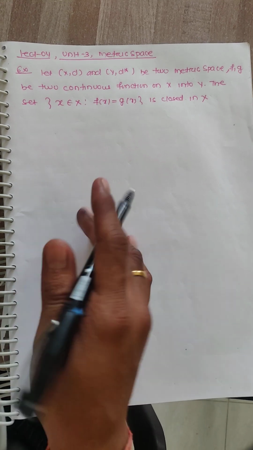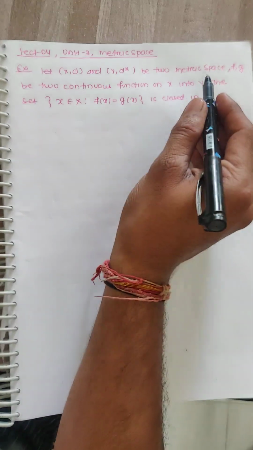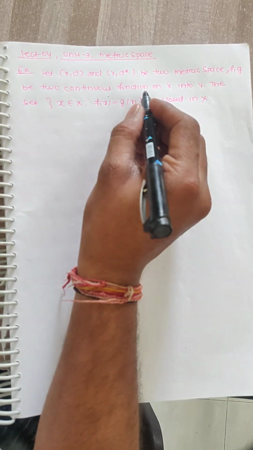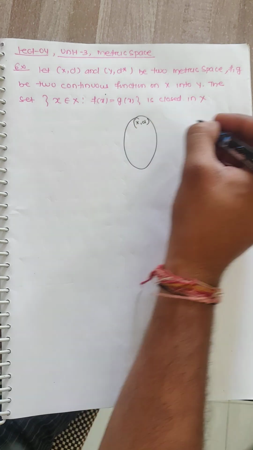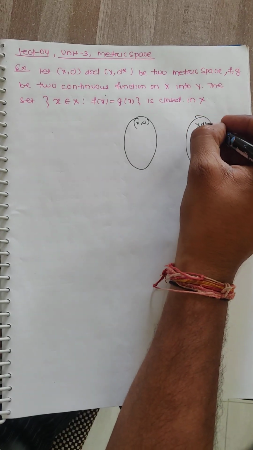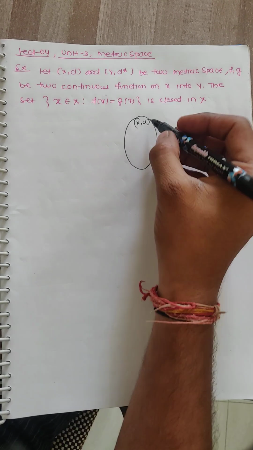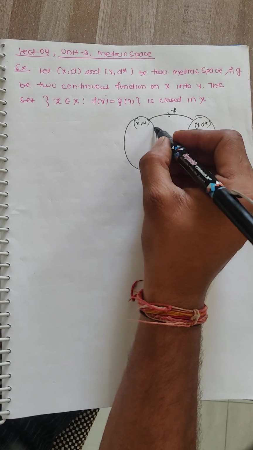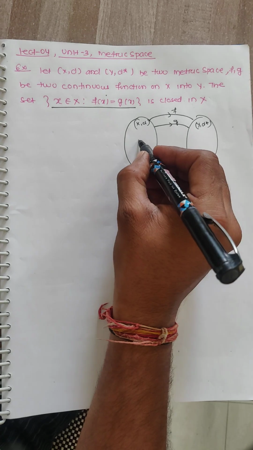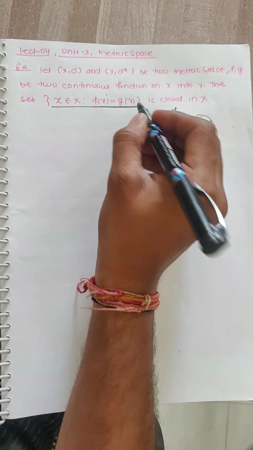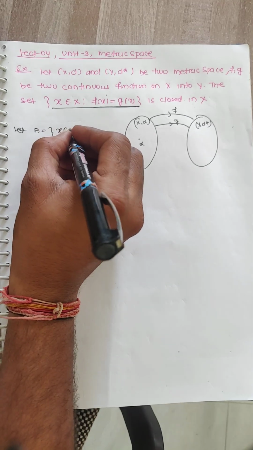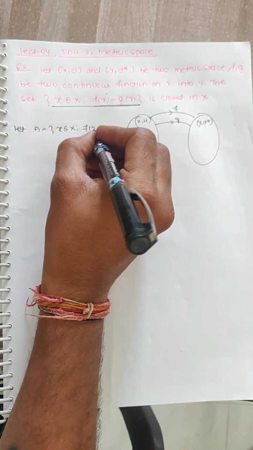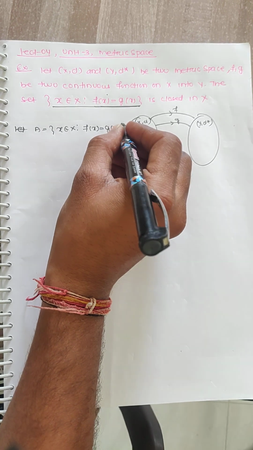The example is: let (X, d) and (Y, d*) be two metric spaces, and f and g are two continuous functions from X into Y. Suppose this is the metric space (X, d) and we have another metric space (Y, d*), and there are two continuous functions f and g. So what is the collection of those x where they take the same value? Let A be the collection of all x belonging to X such that f(x) equals g(x).